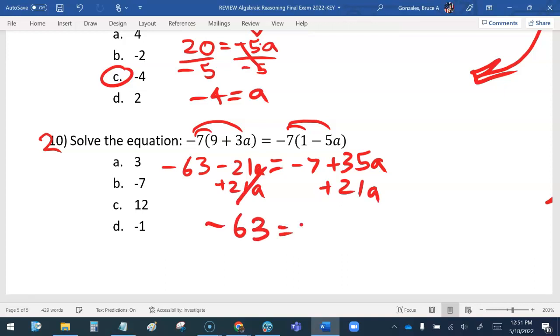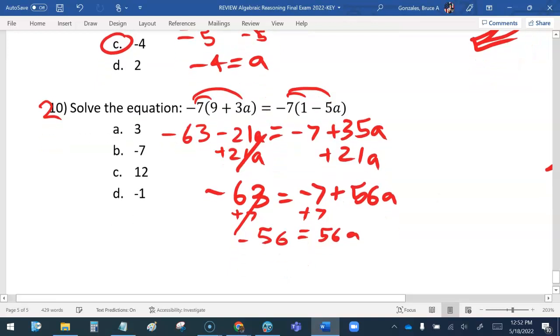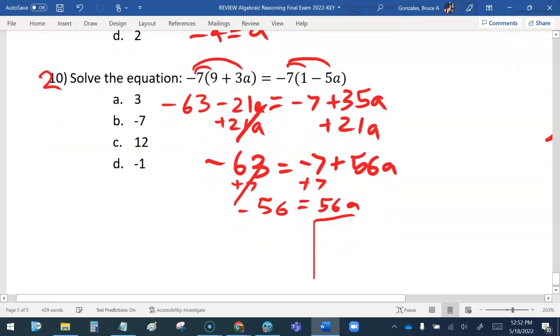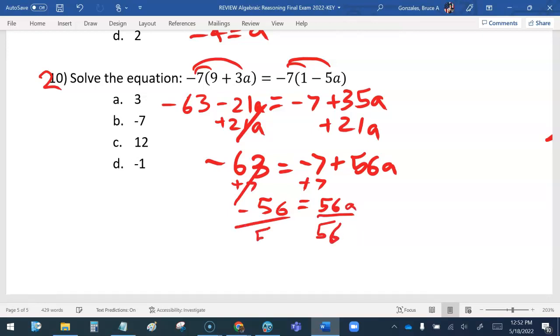Negative 63 equals negative 7 plus 56a. Get rid of the lone number, negative 7, by adding 7, and that gives me negative 56 equals 56a. Last step, divide by 56, the coefficient in front of a. Negative 56 divided by 56 is negative 1.